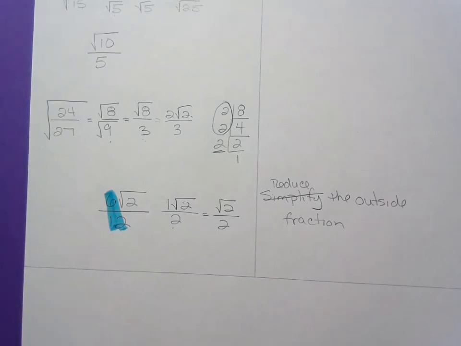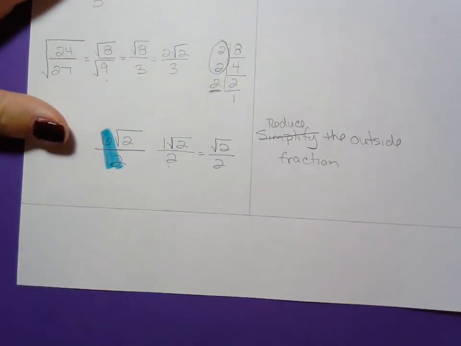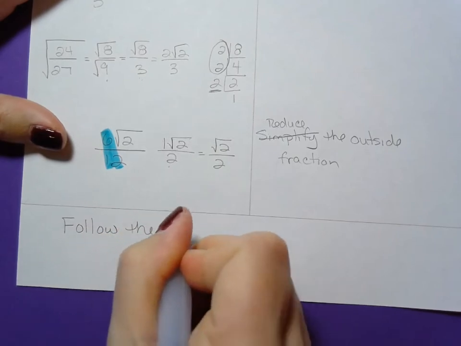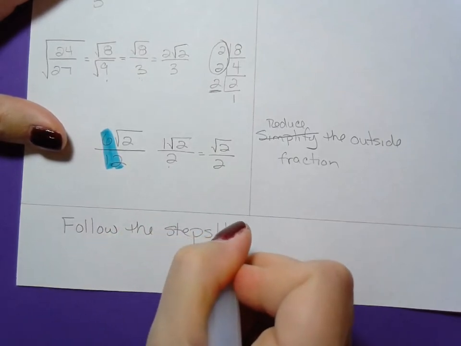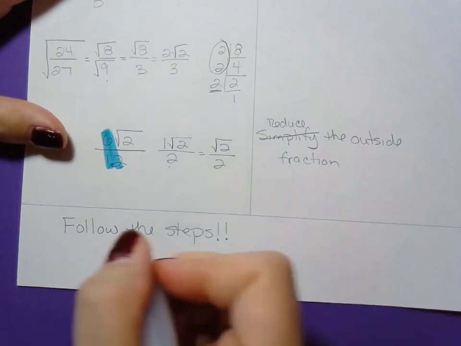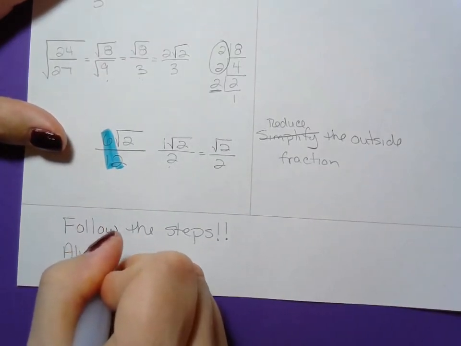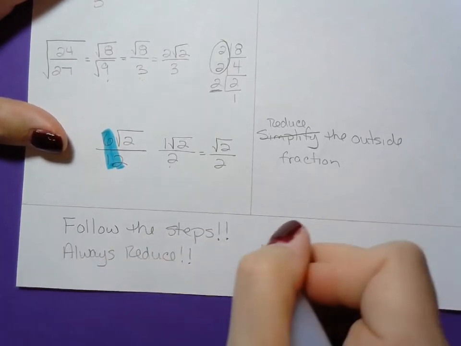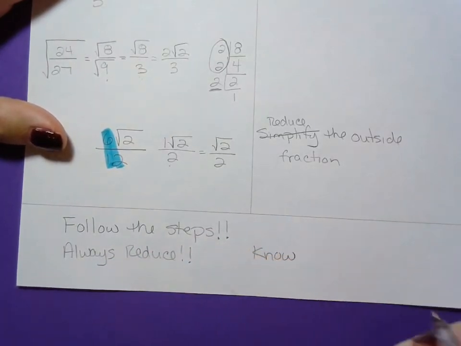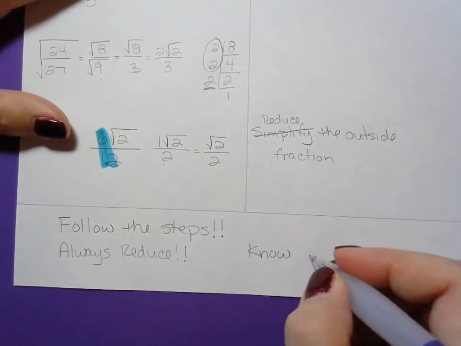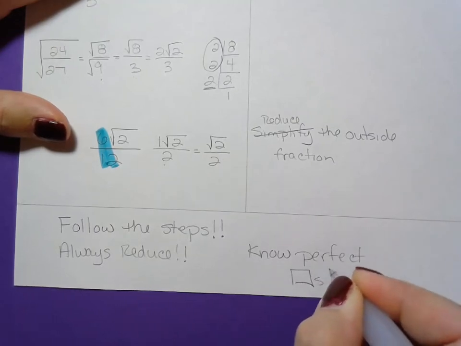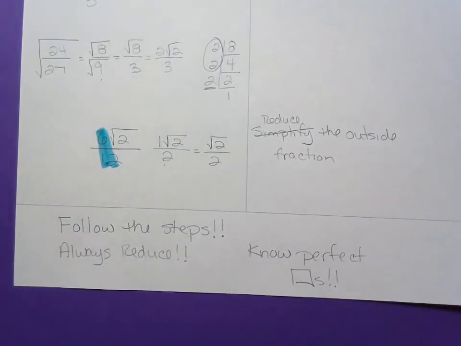Rationalizing the denominator is a simple process if you will follow the steps. So let's write that in our summary. Follow the steps. Always reduce. Know your perfect squares. Just like things I want you to have in your head that you always do. Know perfect squares. Check things in your calculator.